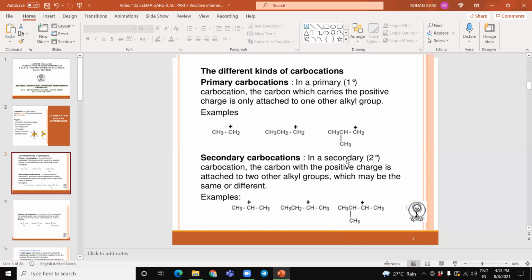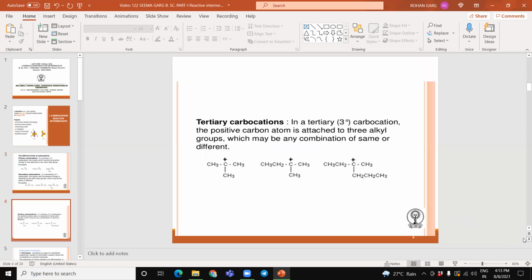Secondary carbocations. In a secondary carbocation, the carbon with a positive charge is attached to two other alkyl groups, which may be the same or different. These are the examples of secondary carbocations. Tertiary carbocations. In a tertiary carbocation, the positive carbon atom is attached to three alkyl groups, which may be any combination of same or different. See, these are the examples of tertiary carbocations.